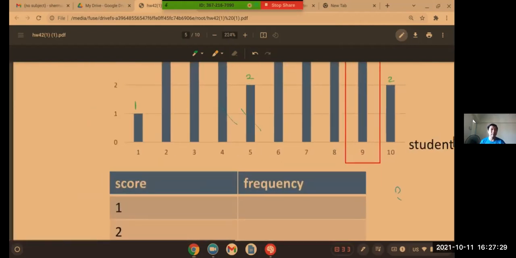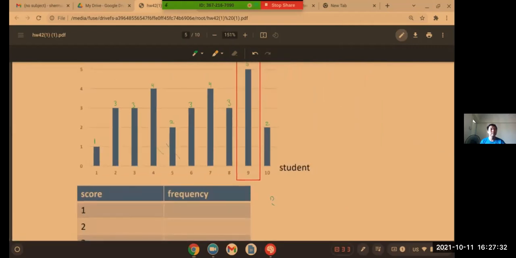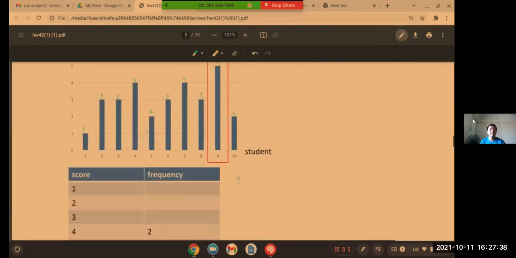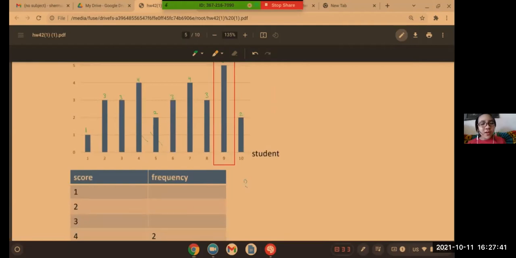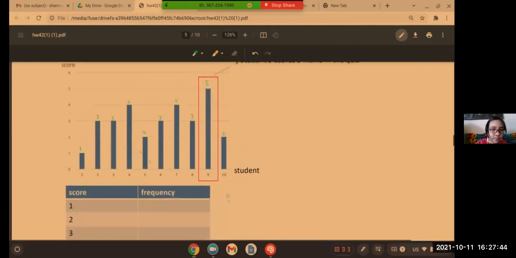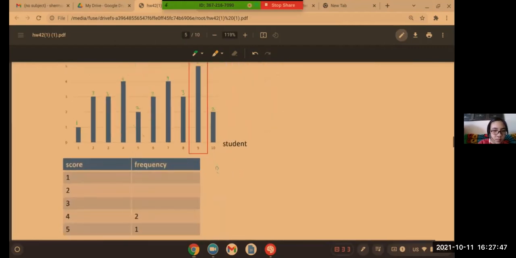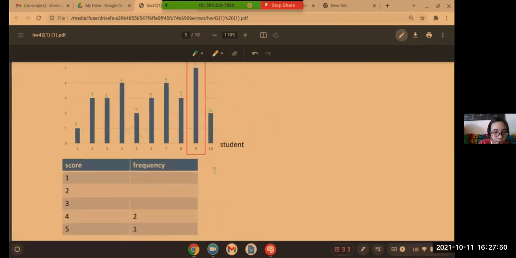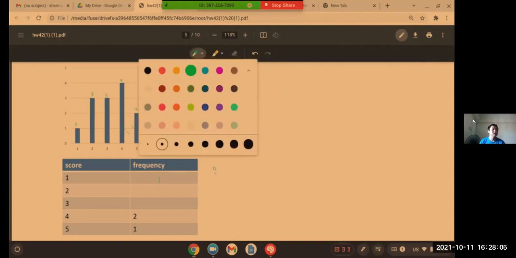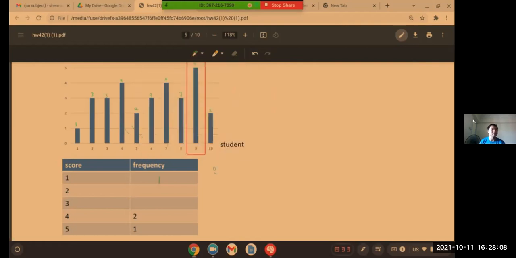Do you know how to fill up the table? Do you know what's the meaning of frequency? Oh, okay, I know what to do. So how many students score 1? Yes. Can you choose a different color, like a darker one? Green is okay, but a dark green. Yes, please. Yes, nice. Good. Yeah, go ahead.